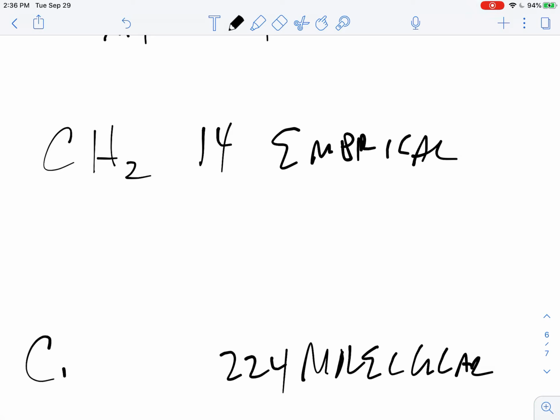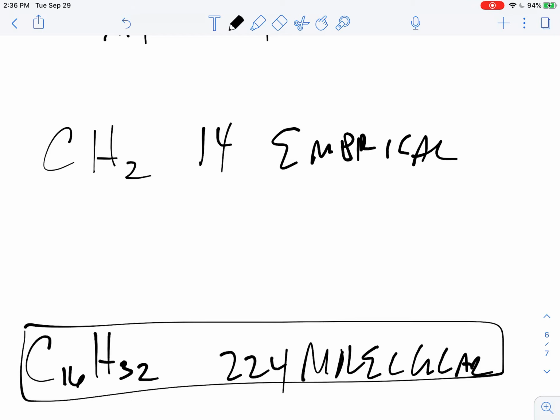So really what we're talking about here is C16H32. It is the 16th copy, or the 16th multiple, of that number 14. And 16 carbons and 32 hydrogens should give you a mass of 224. So all I did was I took the 224 and I divided it by the empirical mass, and I got 16 out of it. And again, 16 would be 16 carbons and 32 hydrogens.